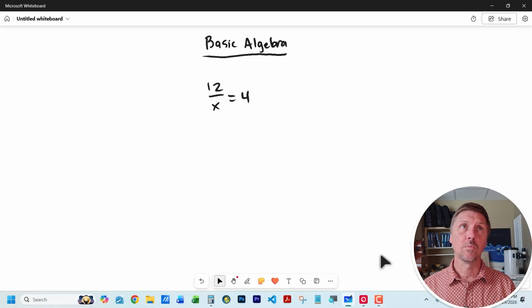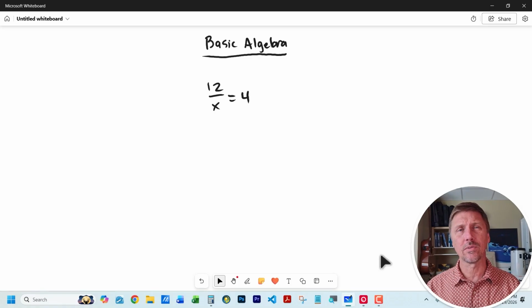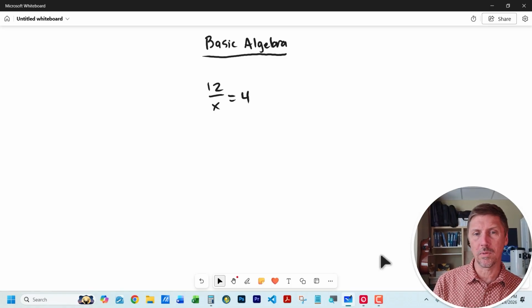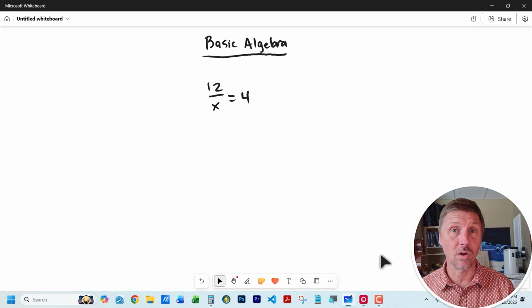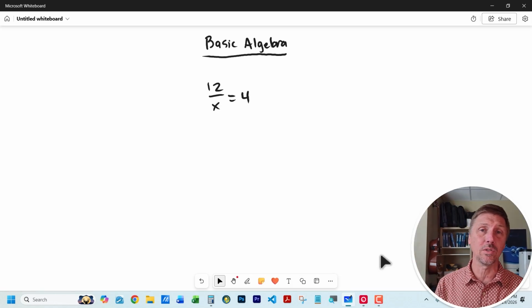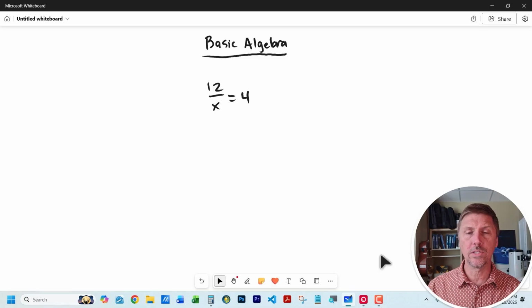We want to get the x all by itself, and right now that 12 is divided by that x, and so that's what confuses students. It's like, what do I multiply this by? They want to multiply the left side by something so that you get x all by itself. But this is really going to take 2 steps in order to get the x by itself. So a couple of ways you can think about it.